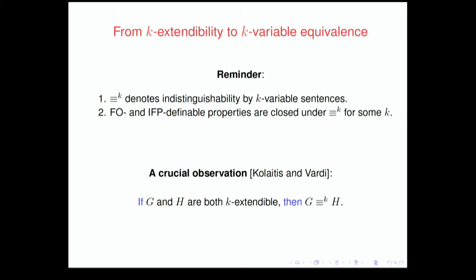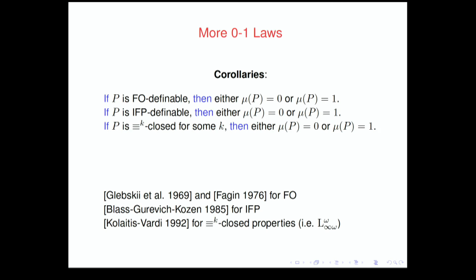It's saying that extendability up to k guarantees indistinguishability by k-variable logics. But this is very good because it has the following corollaries. Well, the 0-1 law for first order logic, and also for inflationary fixed point logic, and in fact for any class that is closed under the k-equivalence relation for some k. So why is that? It suffices to prove the last one because the last one implies the others. This one will be closed under k-equivalence and this one even more.